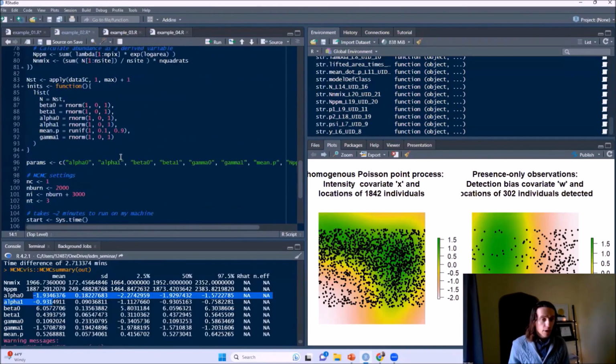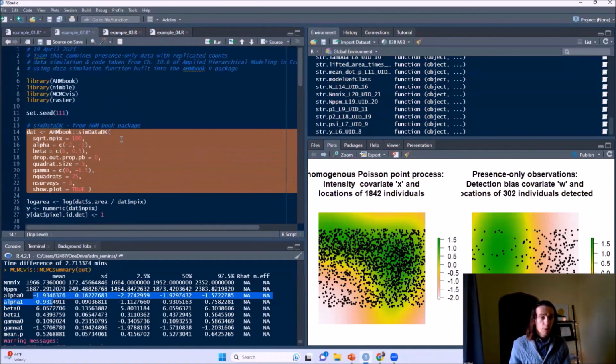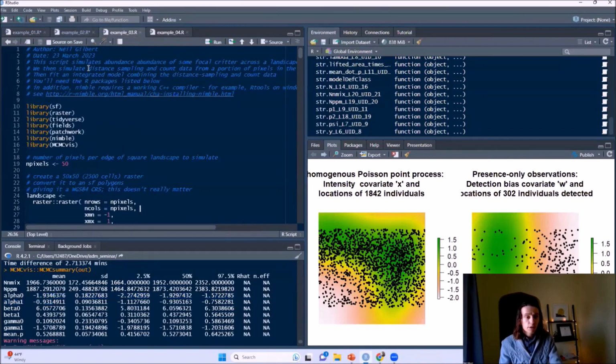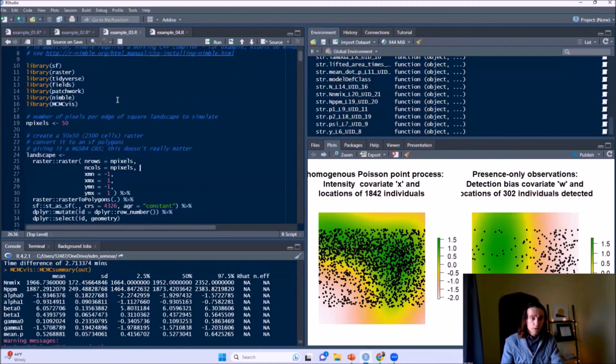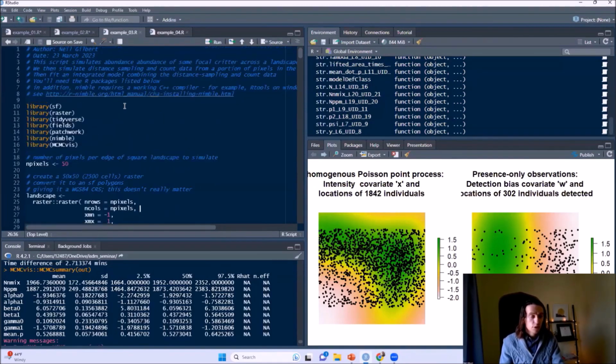All right, so that was our model that combines presence-only data with replicated counts. Looking at the clock, I'll not go into the other examples, for the sake of saving time for our Q&A. I'll just briefly mention this third example is a model where we have counts as well as distance sampling data. If you're interested in that application of distance sampling, this would be a good one to check out.